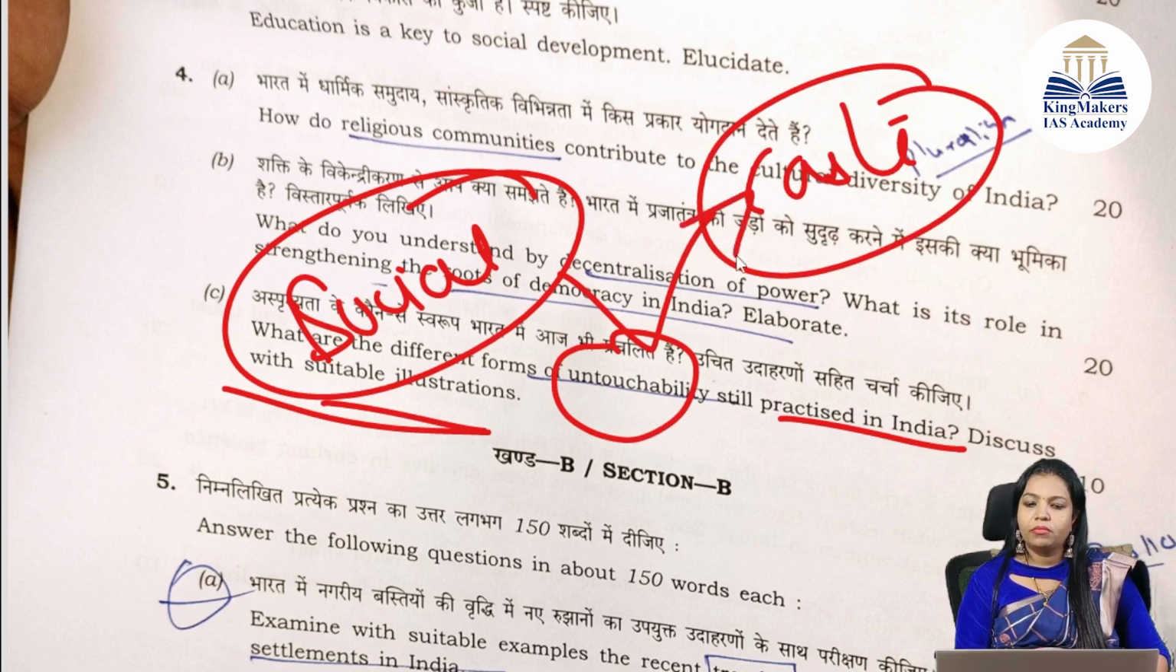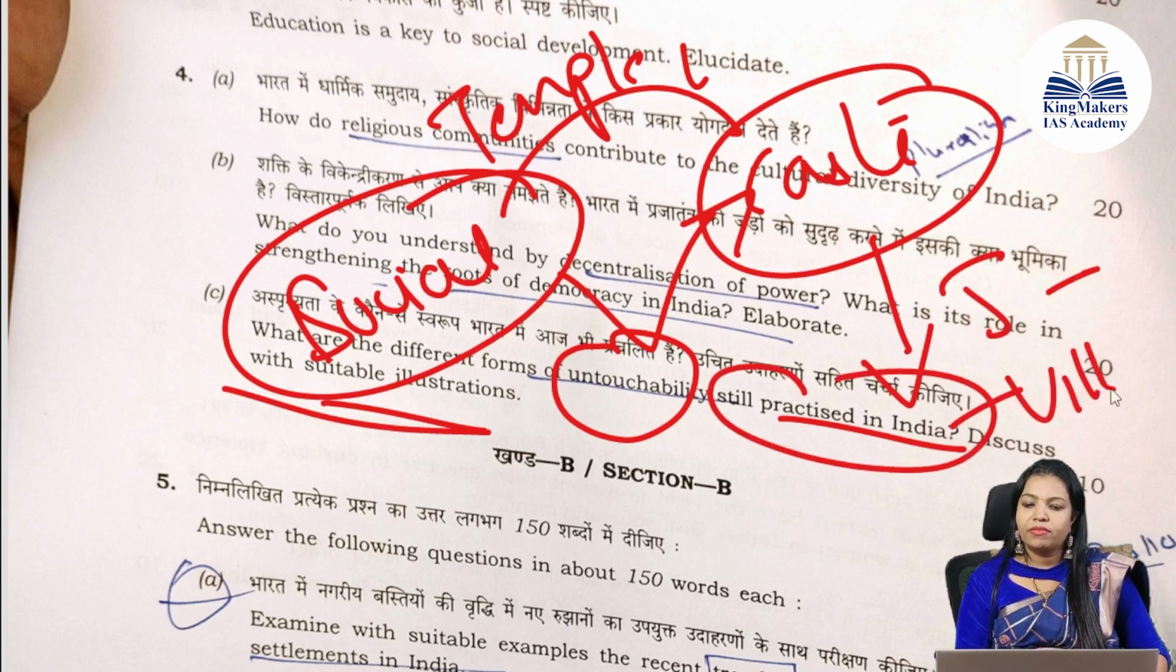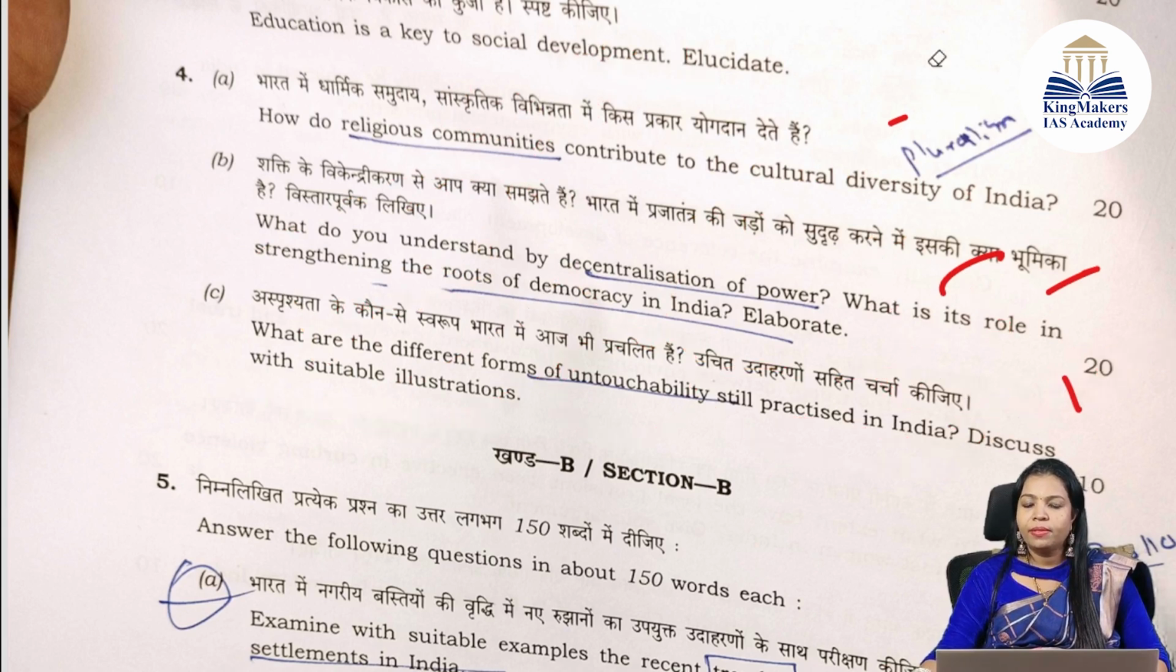For untouchability still practiced, you have to mention the temple entry movement. You have to mention Jyotiba Phule's Satya Shodhak Samaj. Different forms of untouchability are still practiced in India, and you can say it is still practiced in villages. So for this kind of question, thinkers again, and untouchability can be seen as an inequality, so you can write it in terms of inequality.